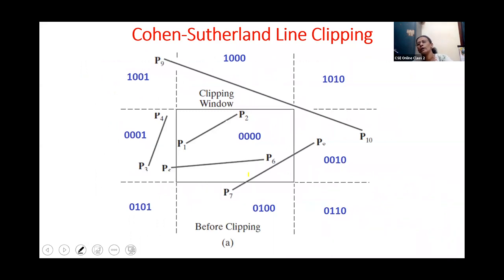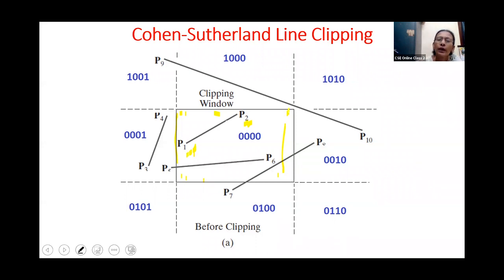Now, this is the first diagram that we had seen. We are taking the line P1, P2. The only thing is I have superimposed the region codes that we have just calculated. What is the region code for P1? Since it is within the clipping window, it will have 0, 0, 0, 0. All points inside this clipping window will have the code 0, 0, 0, 0. Now what is the code for P2? P2 also has a code 0, 0, 0, 0.